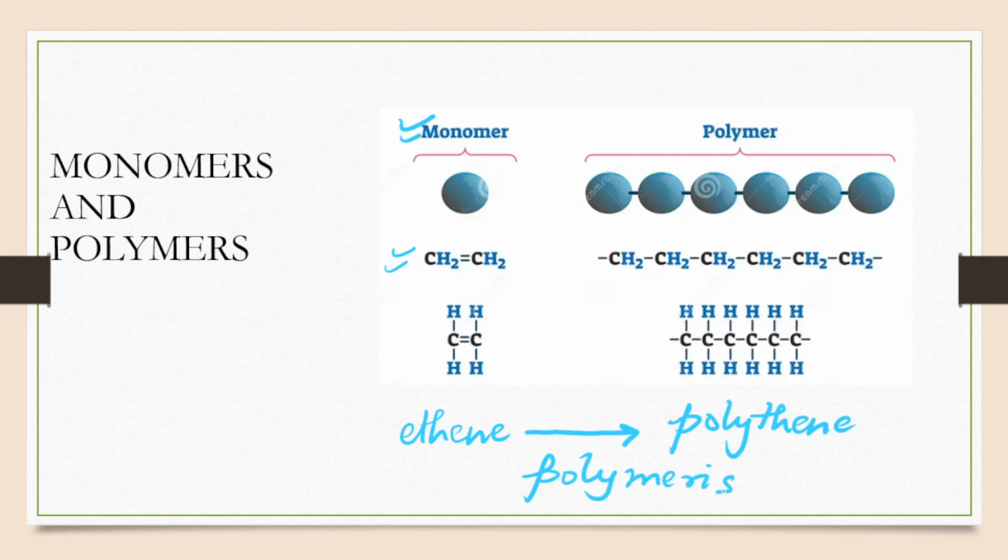Basically, monomer is the building block of a big long polymeric chain. And this polymer has these monomeric units. Suppose this is A, this is B, and they are held together by a covalent bond. This is about monomer and polymer, and this process is known as polymerization.